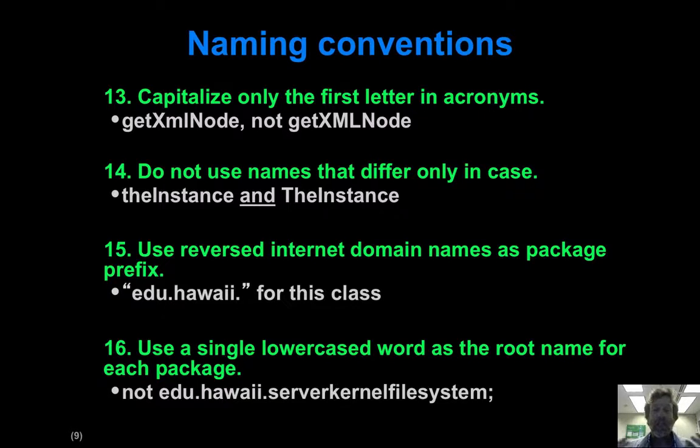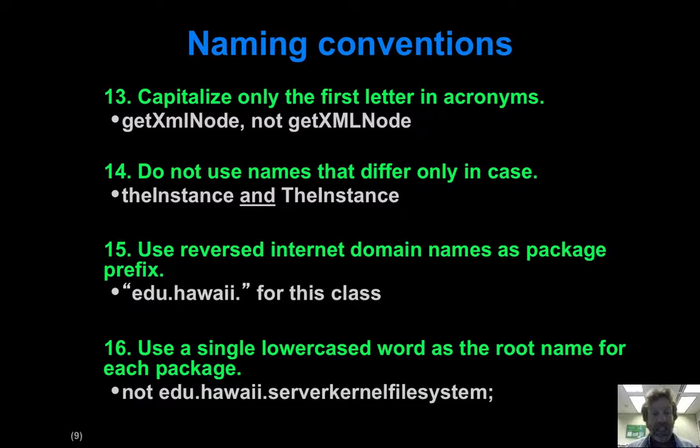There's a convention that if you have acronyms like XML, which are normally all capitalized, you only capitalize the first letter. So X is capitalized, ML is lowercase. Even the Sun people who are responsible for many of these guidelines don't get that right all the time, which is a little frustrating, but that's the guideline. An important one is that you don't want to have names that differ only in case.